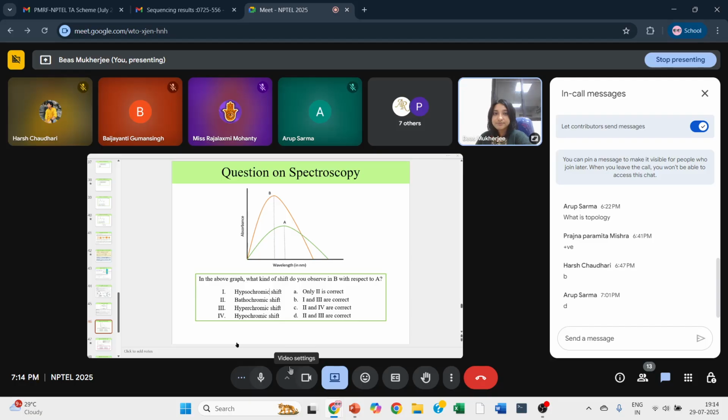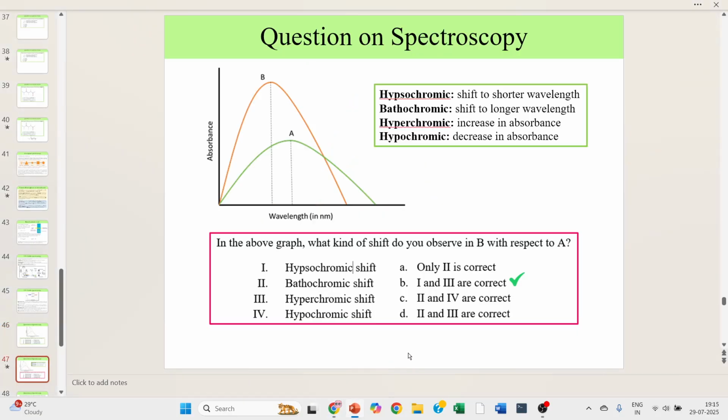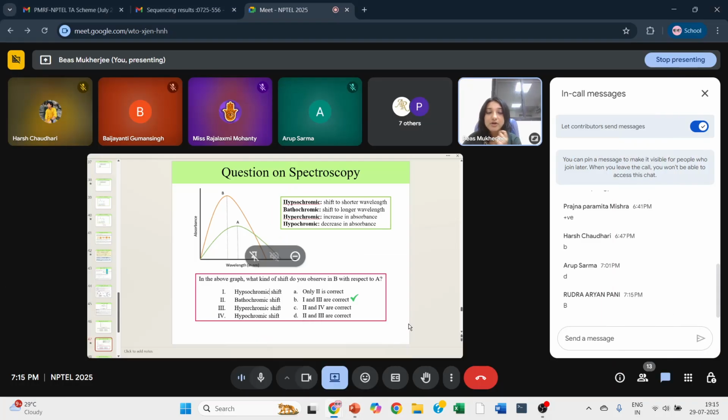Chalo, try to answer. Right, so one is definitely hyperchromic. Okay, you're saying it's B. Let's look at it. Yeah, very good. That is B, right? So why is it B? Because one, it's definitely hyper, and second, it's going towards the left.